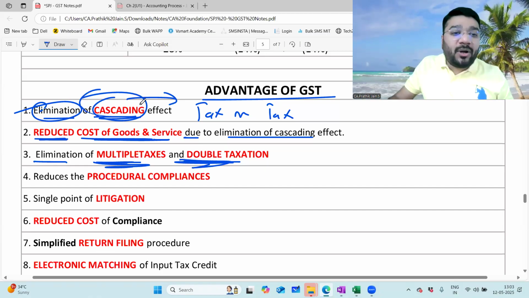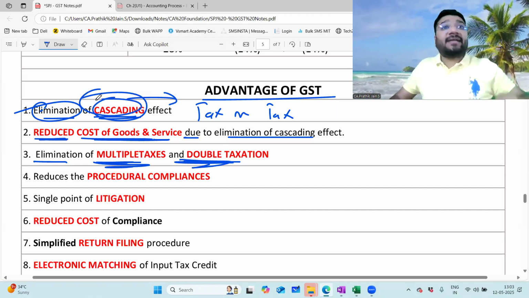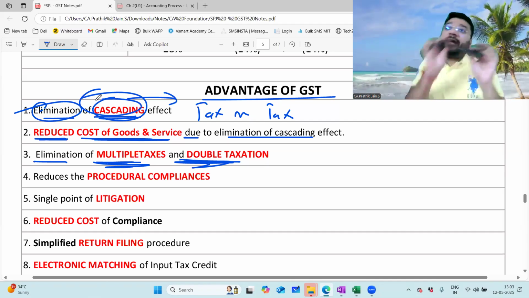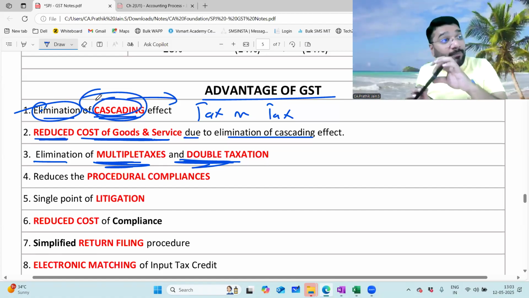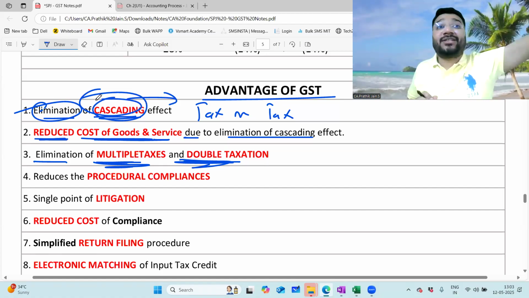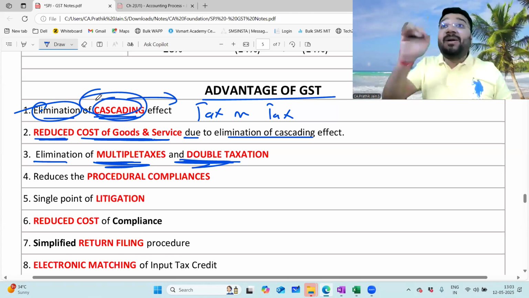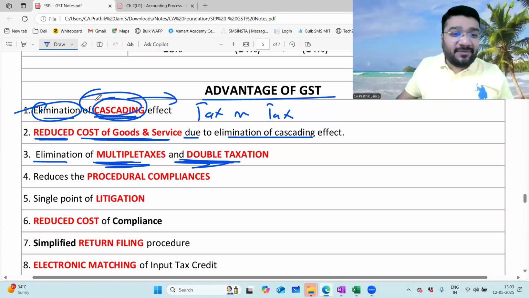Double taxation means what? Tax on tax. Excise duty I'm paying, again for this CST. Excise duty I'm paying, again VAT. Excise duty I'm paying, again international taxation. What is it? Customs duty. So double taxation is avoided because of GST.